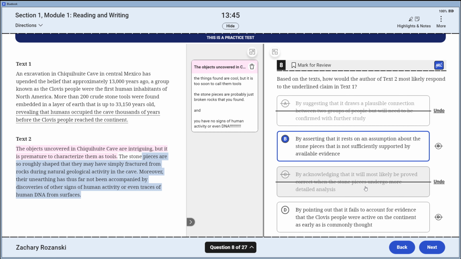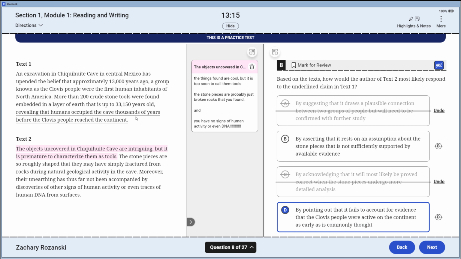So text 2 would respond to the underlying claim, revealing that humans occupied the cave thousands of years before the Clovis people reached the continent, by pointing out that it fails to account for evidence that the Clovis people were active on the continent as early as is commonly thought. They didn't say anything about when the Clovis people got there, so that's disgusting. They would also say, you're not even accounting for the evidence that this isn't evidence of people. And I feel like what they're saying is that there are even older people. I don't even know where this evidence would come from to prove this thing. D is making things up, and I'm going to pick B and move on.